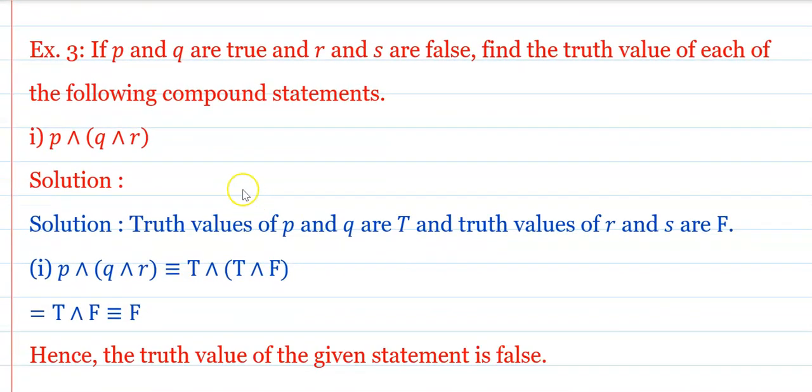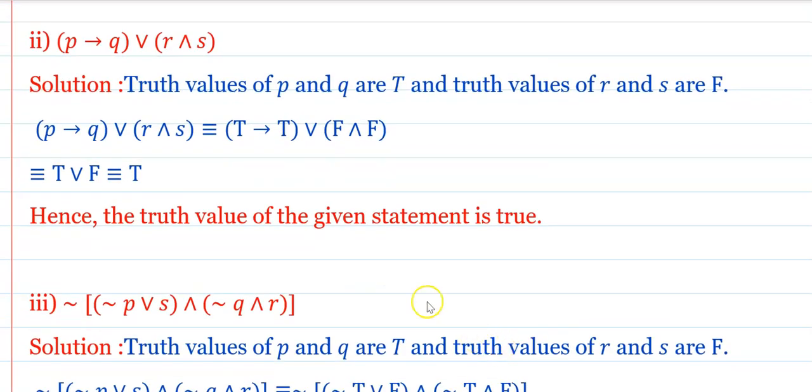Next, question number 3. If P and Q are true, R and S are false, find the truth value of each of the following compound statements. P and in bracket Q and R. The solution: truth value of P and Q is T. Truth value of R and S is F. Therefore, P and in bracket Q and R is equivalent to T and in bracket, the truth value of Q is T, truth value of R is F. T and F is F. T and F is F. Hence, the truth value of the given statement is false.